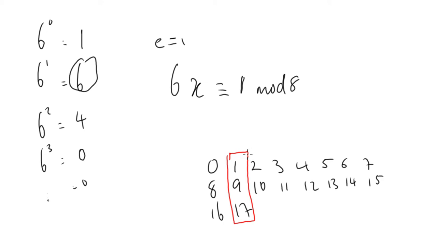You can think about that this way: 8 is an even number. Add 1 to it, you get 9. So all of the integers that are congruent to 1 modulo 8 are going to be odd. However, here we have 6 times x, which is always going to be even. So 6 does not have an inverse in modulo 8. So this element doesn't have an inverse.